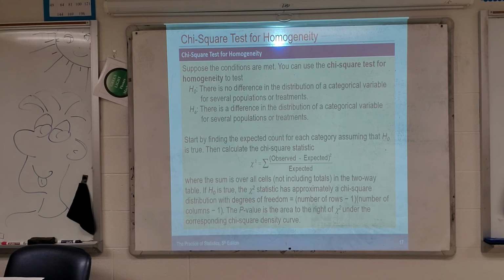Once you do all that, where the sum is over all the cells, not including totals in the two-way table, if the null is true, the chi-squared statistic has approximately a chi-squared distribution with degrees of freedom equal to the number of rows minus 1 times the number of columns minus 1. And the p-value is the area to the right of the chi-squared statistic under the corresponding chi-squared density curve. Of course, if you run the test on the calculator, it's going to find all that for you.